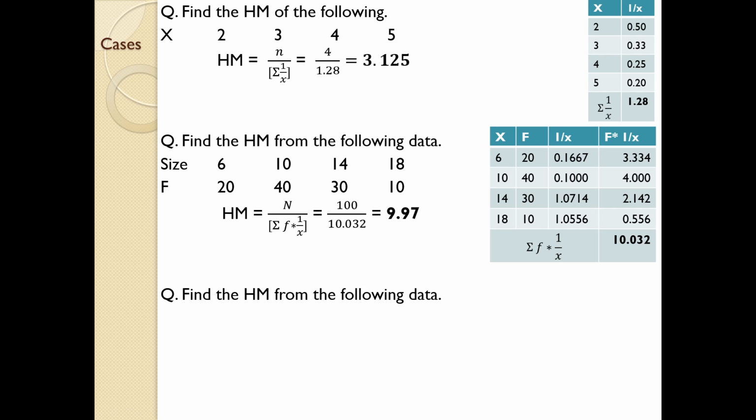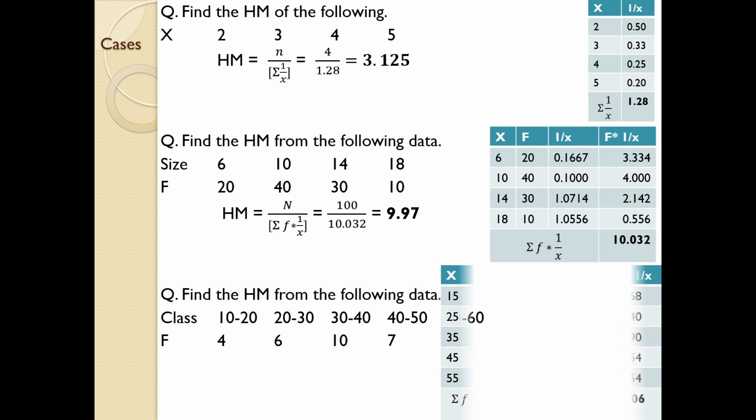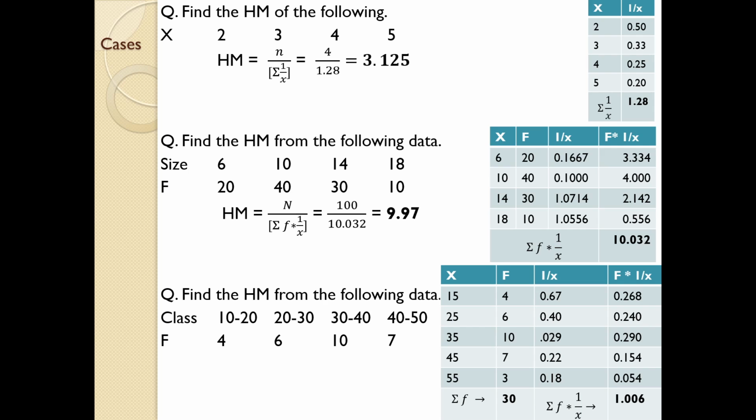Next one, find the harmonic mean from the following data. A class is given with its frequencies. Just substitute the details in the equation. Same method, same concept. The only thing is that you need to find the mid x. See, here the class was given. For the time being, I am just directly going for the mid values. So the mid value of 10 to 20 is 15. That's why x is written here. You may think that details regarding x are not given in the question, then how come this is given in the answer?